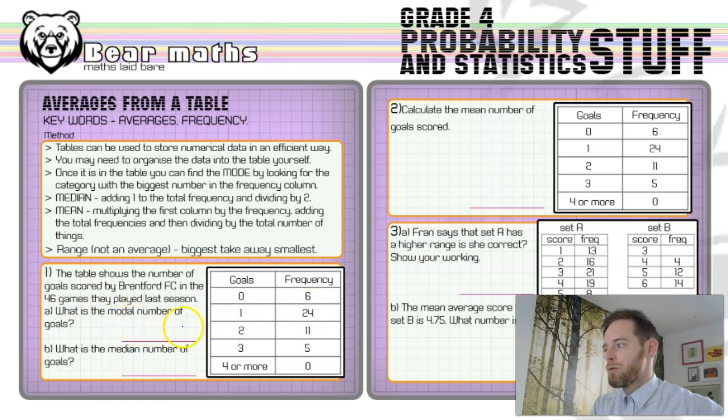So we found our modal number of goals. 24 is the highest number. You go across and say it's 1 goal. They did that 24 times. So that's the modal number of goals. I hope that makes sense. I've said it enough times now.